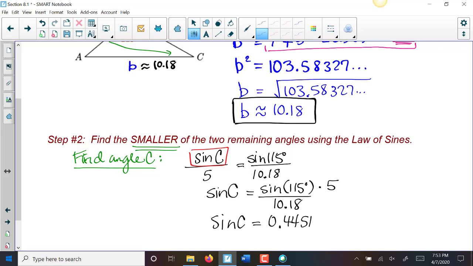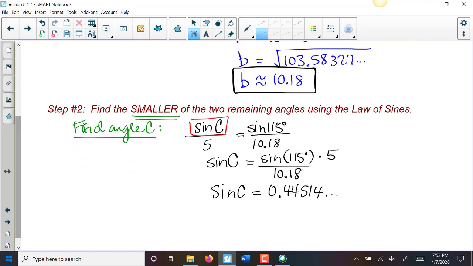When you put that expression there in the calculator, you should get this. Notice I'm putting dot, dot, dot, so I didn't round. Okay, so I'm saying this value is the sine of some angle C. So how do I find C? Then I do the inverse sine of that value. Okay, so use that exact value on your calculator.